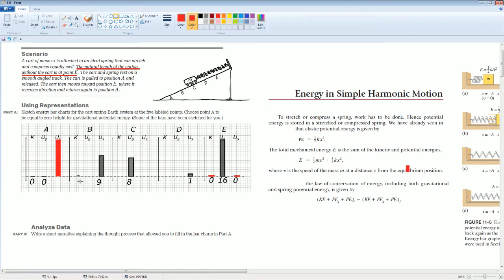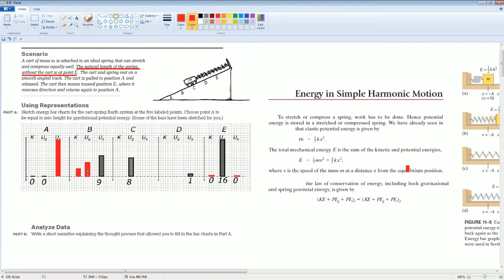So there is some potential. Now the question is this, is there more kinetic or is there more potential? Notice here it's right after, when it's full potential. So here it's full potential. So at B, it has some kinetic, but not a lot. So there's more gravitational potential than kinetic. Why? Because again, the potential is slowly converting into kinetic.